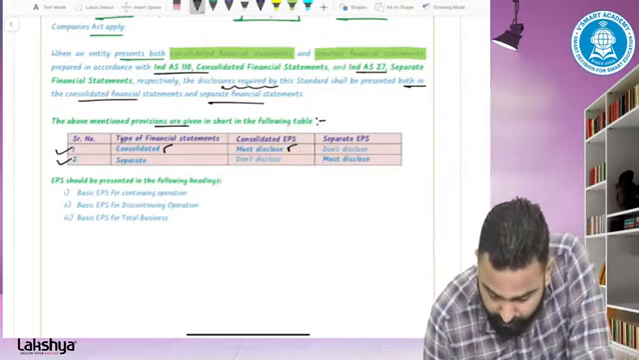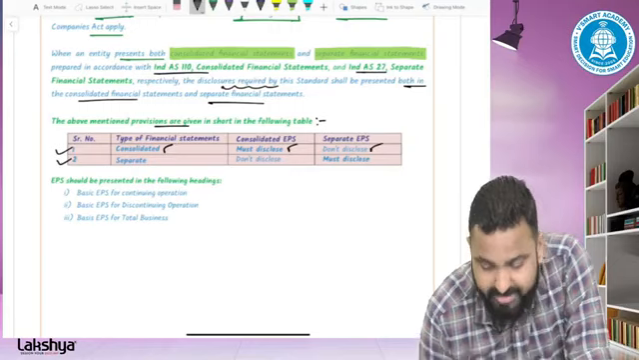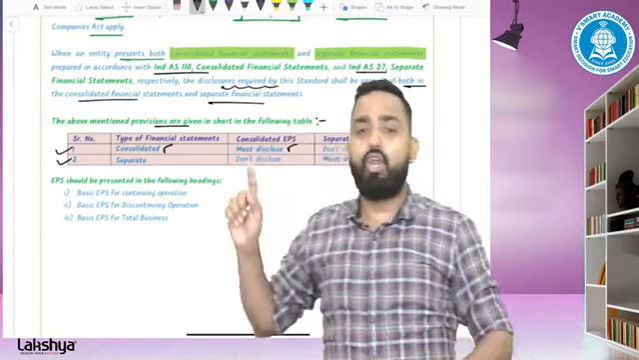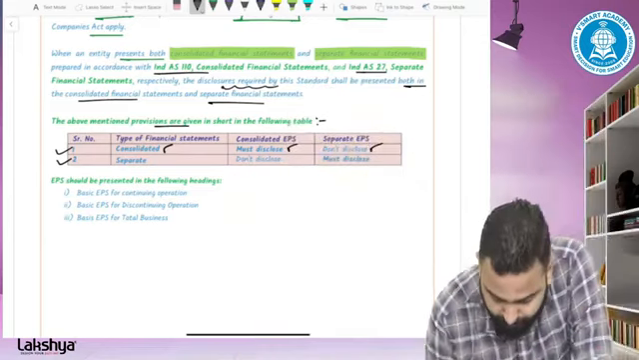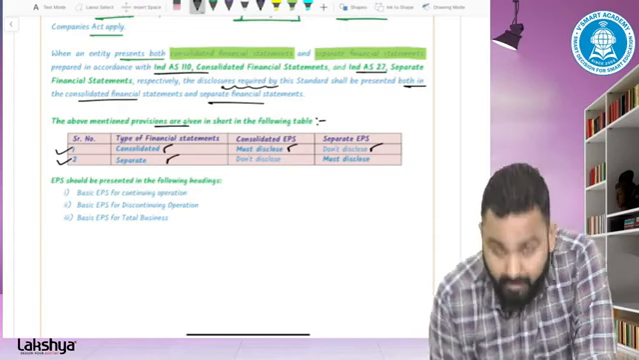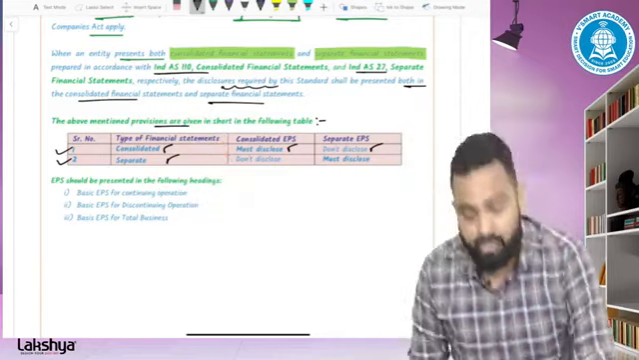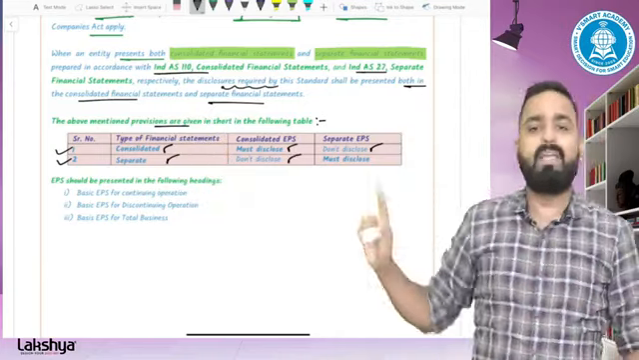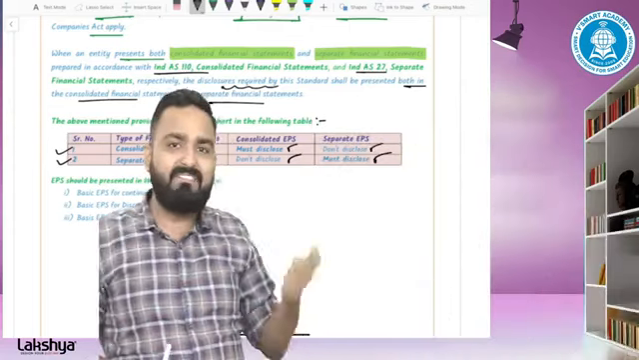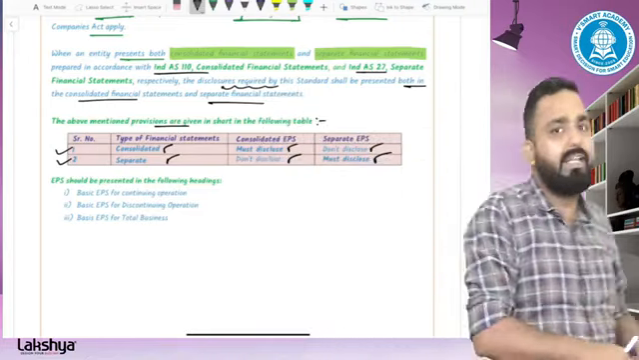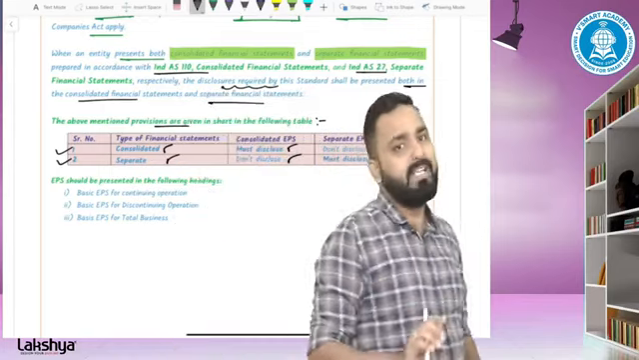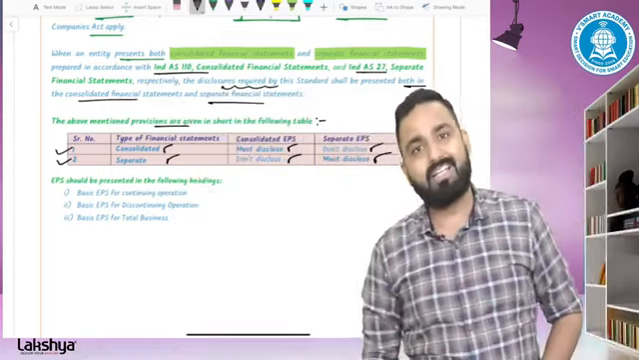Understood or not? No need to disclose separate EPS also in your CFS. In your consolidated financial statement, no need to disclose separate EPS. Types of financial statements: in your separate financial statements, no need to disclose the consolidated EPS, but you have to disclose the separate EPS. So if you are preparing CFS, disclose consolidated EPS. If you are preparing SFS, disclose separate EPS. Simply. Guys, understood or not?